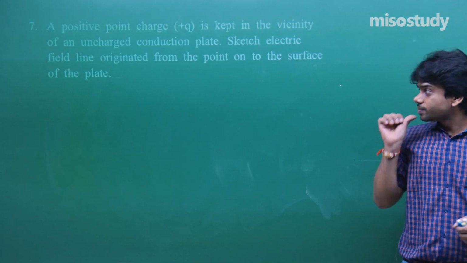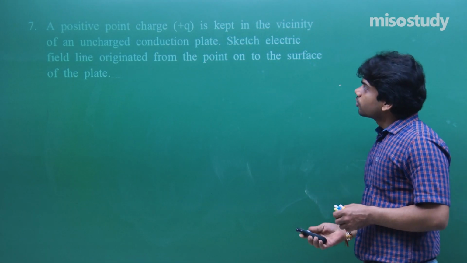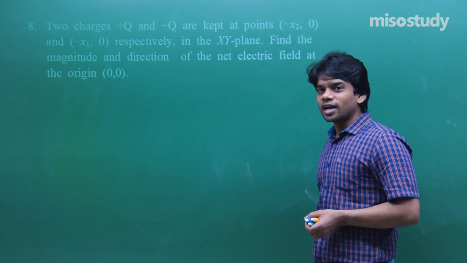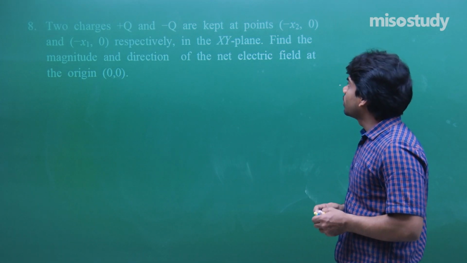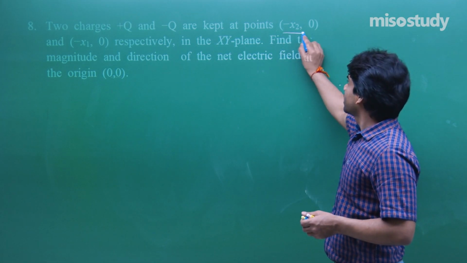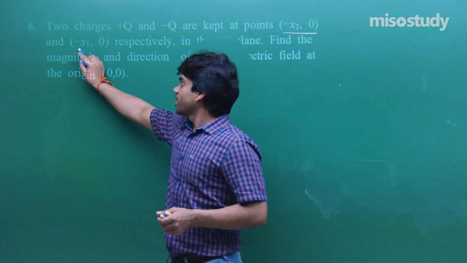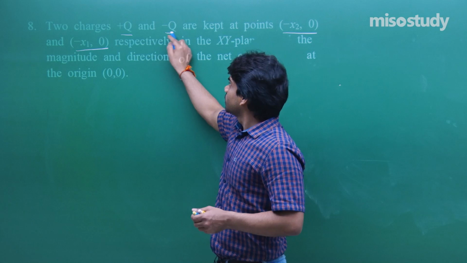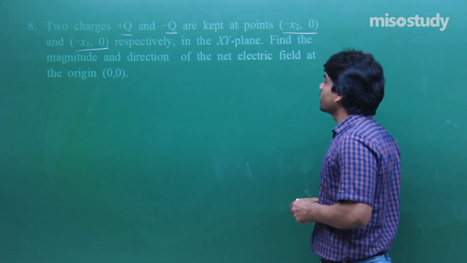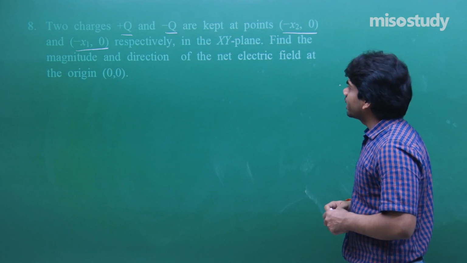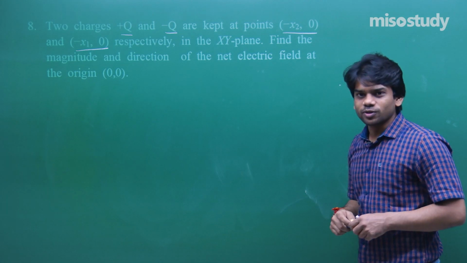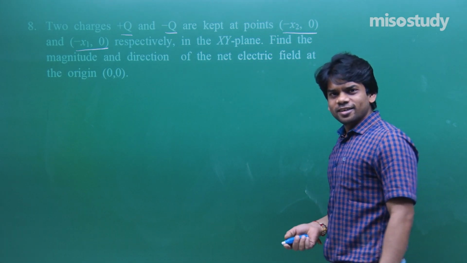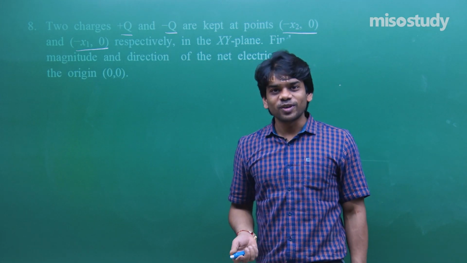Next part. Question number 8, two charges plus Q and minus Q are kept at points minus x2 comma 0 and minus x1 comma 0, plus Q and minus Q respectively, in the xy plane. Find the magnitude and direction of the net electric field at the origin 0 comma 0. Not too tough, again simple vector addition of the field.